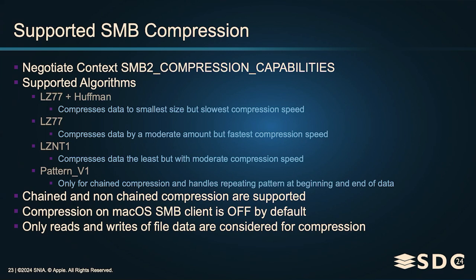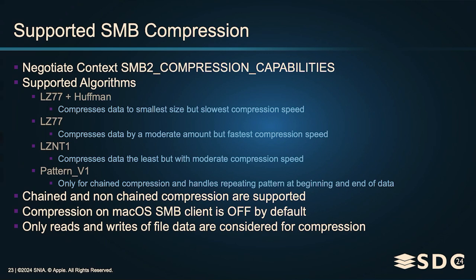And then the last compression one is called Pattern V1. It only applies if your server supports chained compression, and it handles repeating data patterns. So like the beginning of the data block has 50 A's. Pattern V1 will say, okay, there's an A and it repeats 50 times. But it only works for chained. We support both chained and non-chained compression.